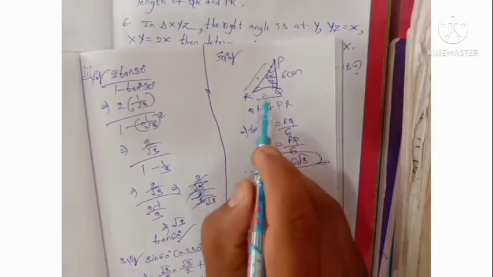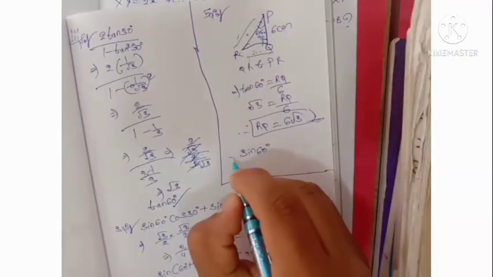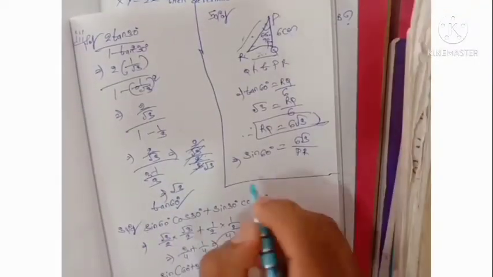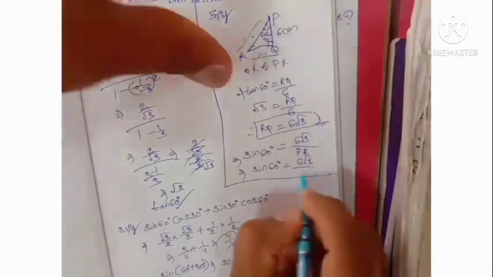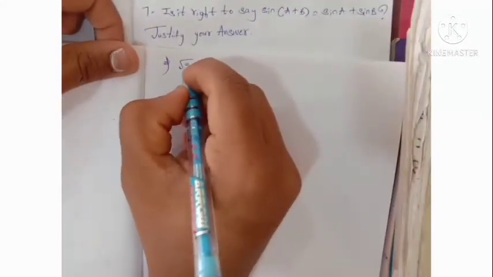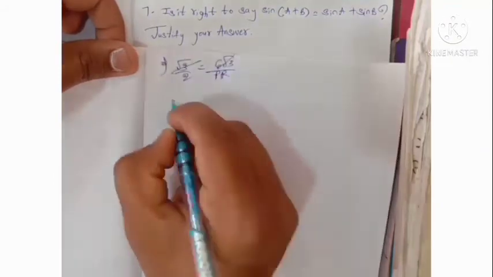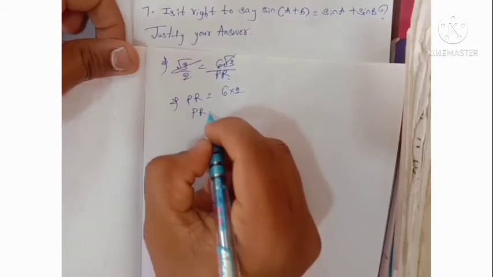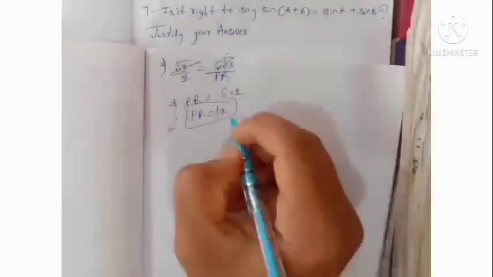You know 6 root 3 is opposite, so opposite by hypotenuse, you apply sin. Sin 60 degrees is equal to 6 root 3 by PR. Sin 60 is root 3 by 2. Root 3 gets cancelled. PR is equal to 6 into 2, and PR is equal to 12 centimeters. Centimeter means centimeters, meter means meters. They gave centimeter, so it's centimeter.